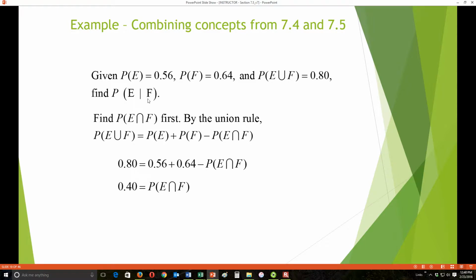Now I can jump in and find the probability of E given F. The probability of E given F is the probability of their intersection divided by the probability of F. I started out calculating the probability of their intersection, which was 0.4, and the probability of F is 0.64, so 5/8, or if you want to write it as a decimal, depending on how it's asked for in MyLabs Plus.